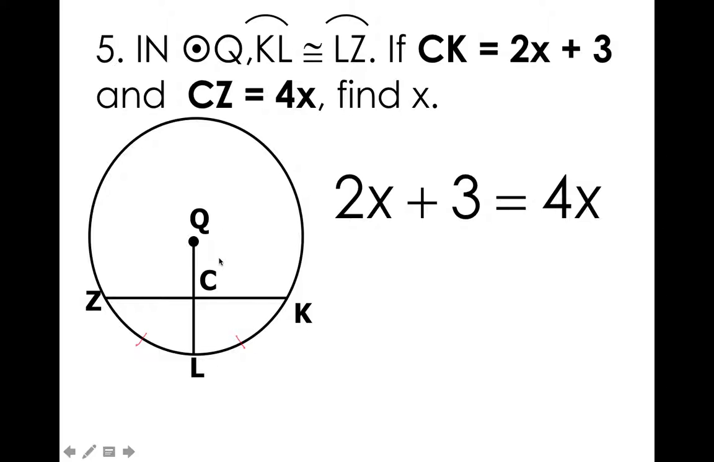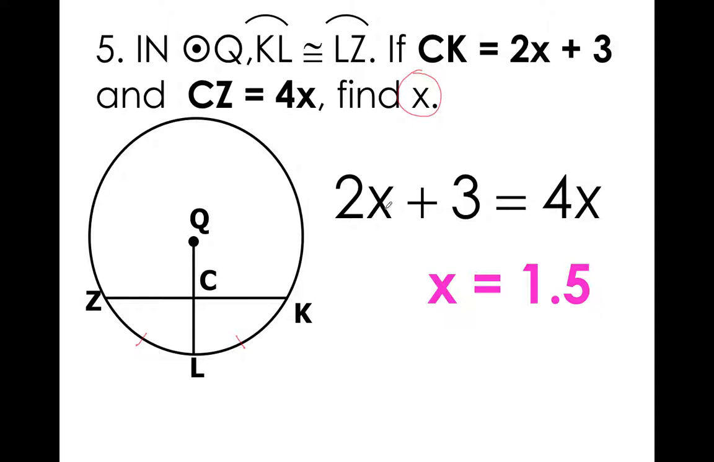Remember, the next step would be to subtract 2x from both sides. And when you divide by 2, you get 1.5. Now we can stop for this one because it tells us that we need to find x.